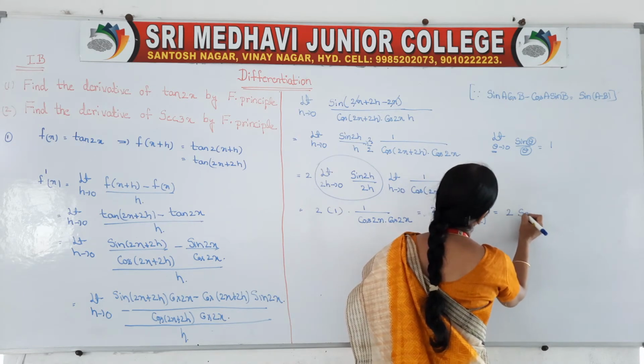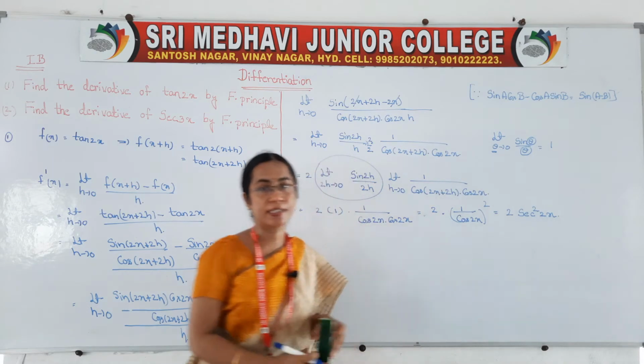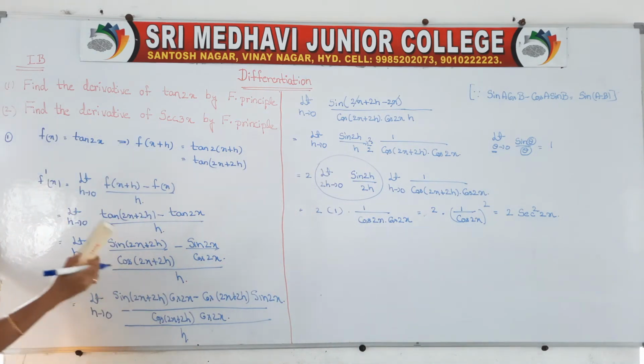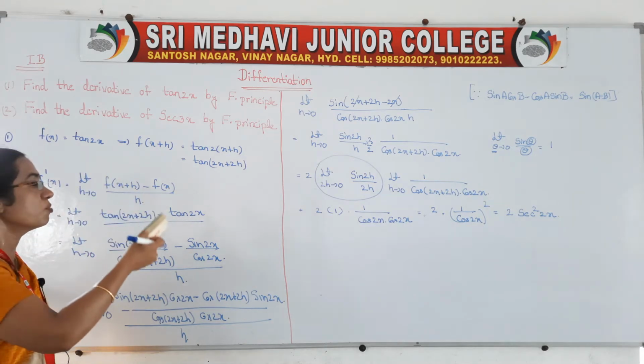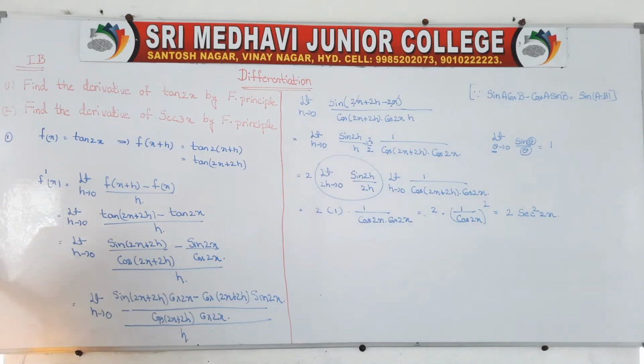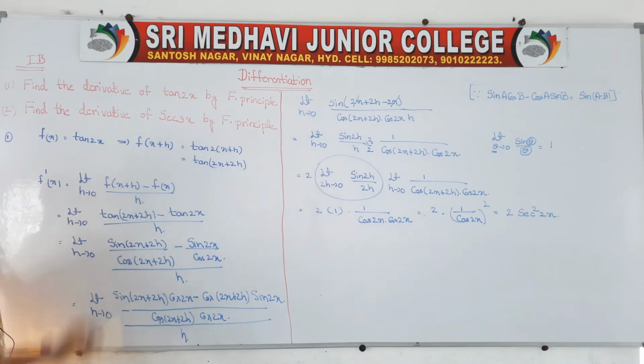So, it is 2 secant square 2x is the answer. Okay. So, how can we prove, how can we get this value? We have to find the derivative of tan 2x by first principle. If we only had to find the derivative, you could find it by using the normal formula. But here we have to find the derivative of tan 2x by first principle, right.